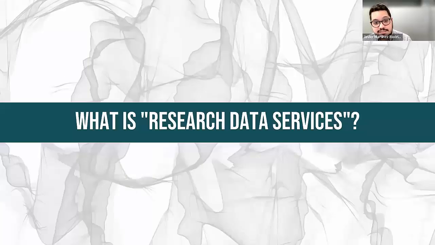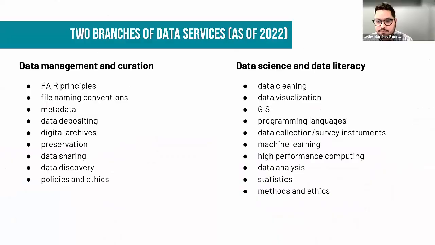So what is research data services? Currently, data services can be seen as two fairly distinct tracks. One is data management and curation, which deals with things like file naming conventions, data organization, metadata, sharing data through repositories, and data discovery. They are also working within and influencing institutional, funder, and publisher policies around data sharing, data storage, and data ownership.